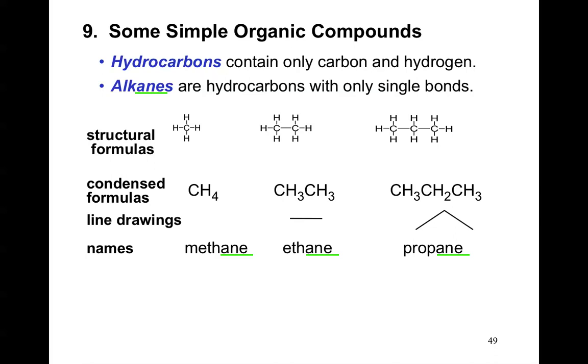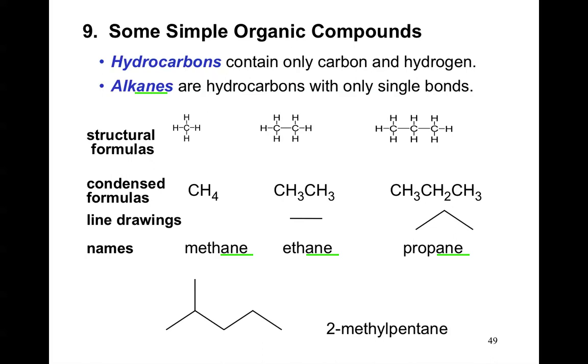And if we go to 5 carbons in the chain, well, now we start to use Greek prefixes. Pentane, 6 carbons, hexane, 7 carbons, heptane, 8 carbons is octane, and I know you've heard that before, right? It's one of the principal components in gasoline. Gasoline is a mixture of alkanes with the principal component being octane.